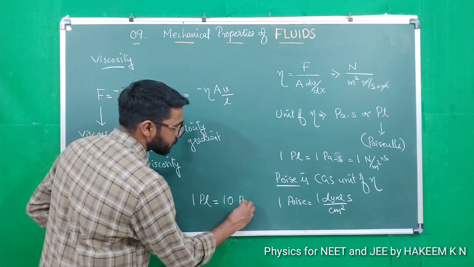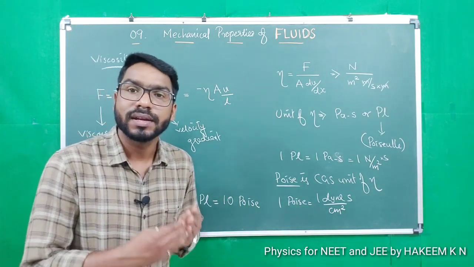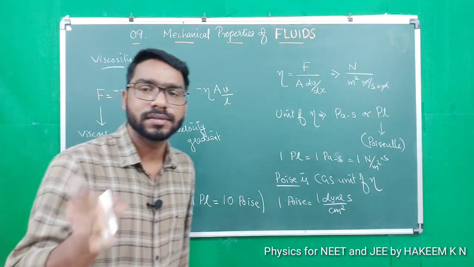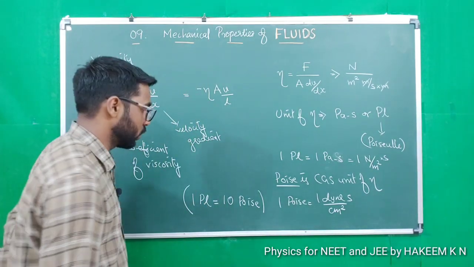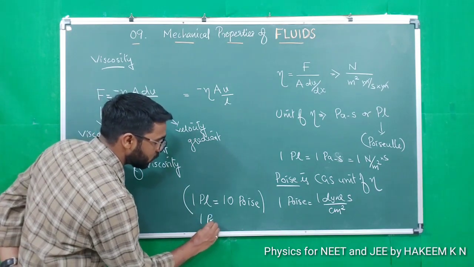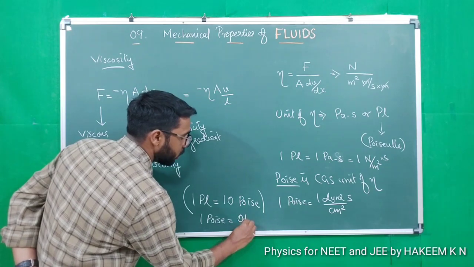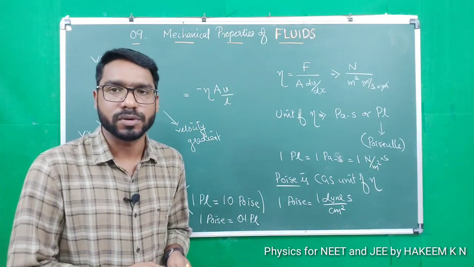1 Poiseuille is equal to 10 poise, because poise is the CGS unit and Poiseuille is the SI unit. Then 1 poise is equal to 0.1 Poiseuille.